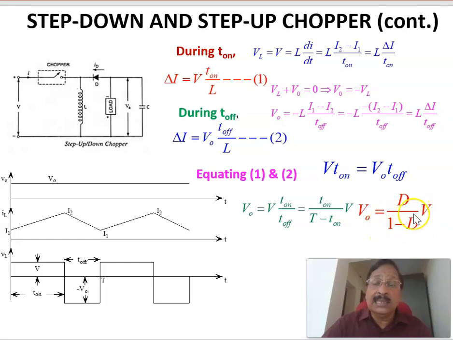Therefore, in this case, if D is less than 0.5, we can see that the voltage is stepping down, and if D is more than 0.5, the voltage is stepping up. Therefore, by controlling the value of the duty ratio, you can either step up or step down the output voltage. Therefore, that is called the step down and step up chopper.